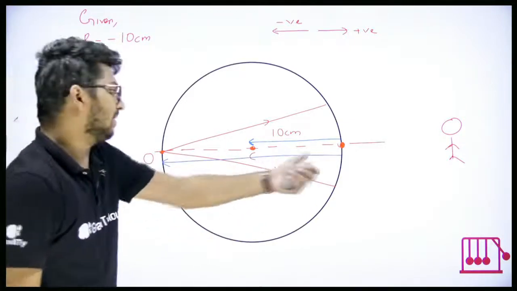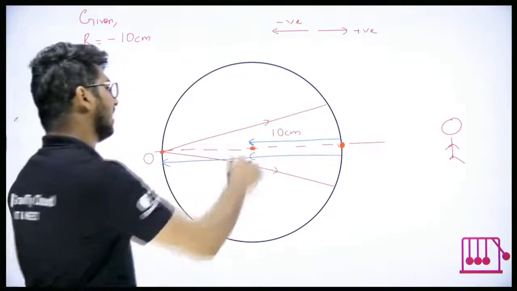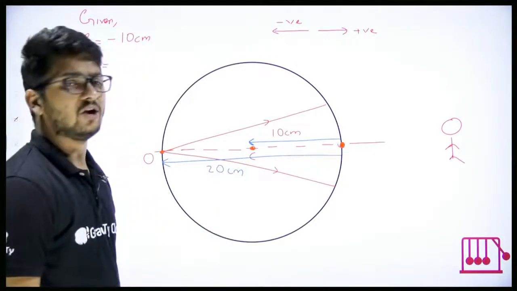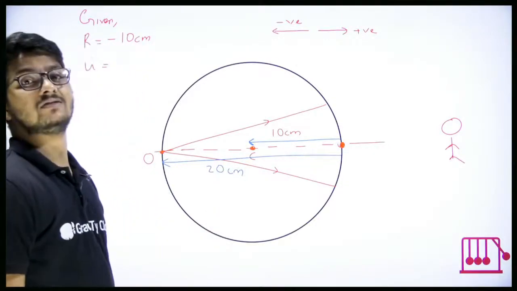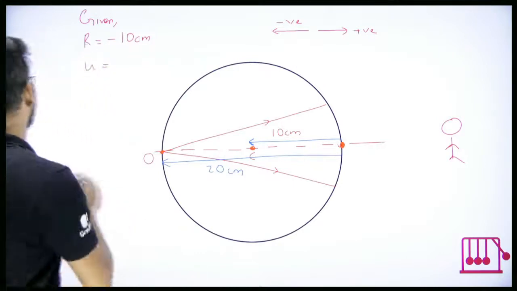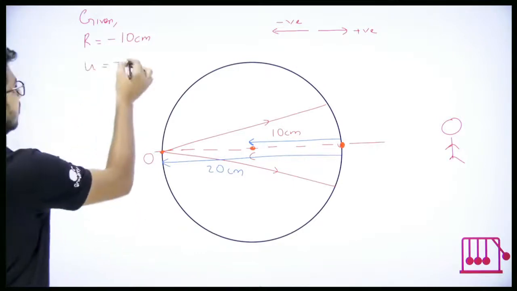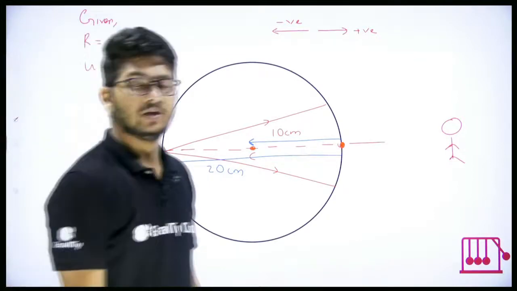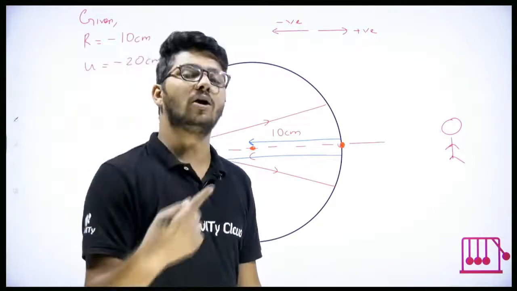It will be nothing but the diameter. And what is diameter? Twice the radius, 20 centimeter. And object distance is always negative. That means u is equal to minus 20 centimeter. So we got the radius. We got the object distance.